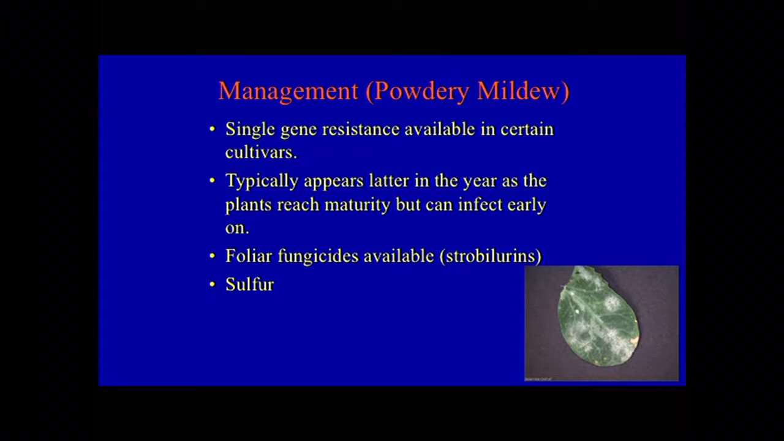There's lots of different foliar fungicides, such as strobilurins, that are effective against powdery mildew. And sulfur, aqueous spray of sulfur can also be very effective in managing powdery mildew as a contact fungicide.